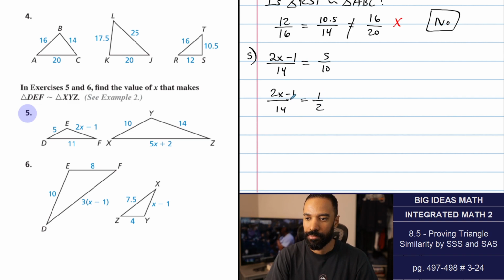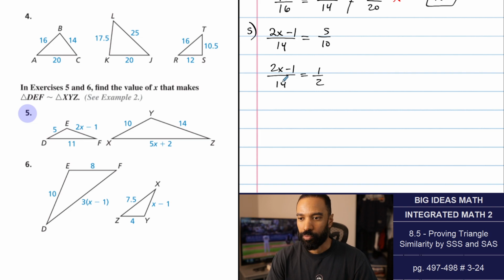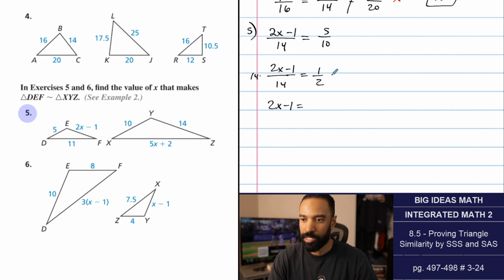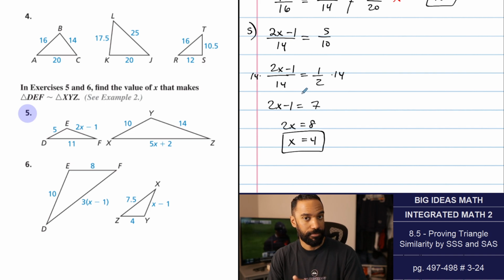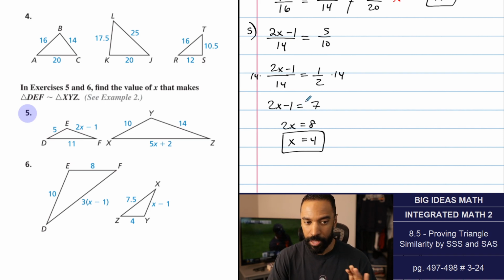And then I'm not even going to cross multiply. I want to just multiply by 14. 2x minus 1 is 14 over 2, times 14 over 14, and that's 7. Then I get to add 1 and divide by 2, and you get x equals 4. Now from here, that would be enough to double check everything and see that it works.